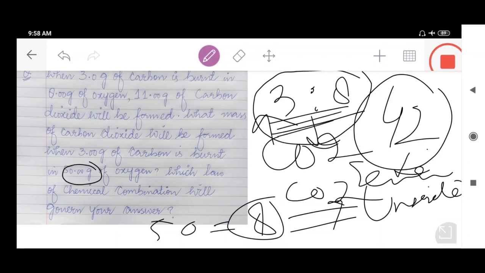So this numerical is in accordance with the law. Which law of chemical combination will govern your answer? This is, I can say, the law of definite proportion. That means this is based on the law of constant composition, because the composition should be the same, that is 3:8. So these were some of the numericals regarding the law of definite proportions.